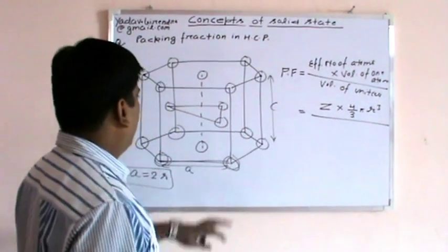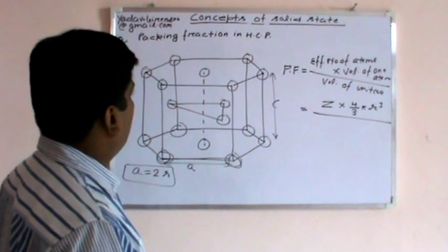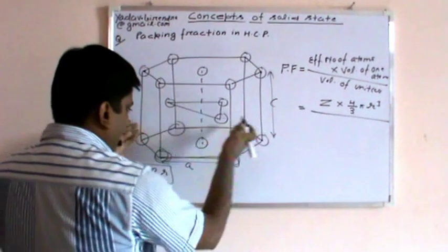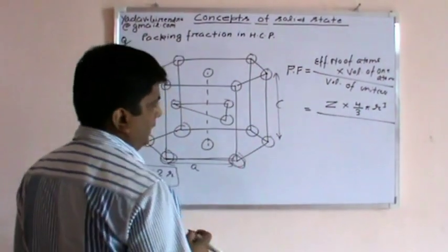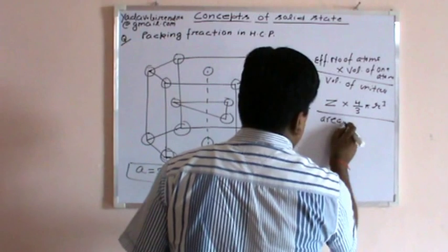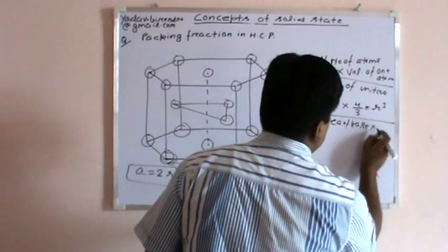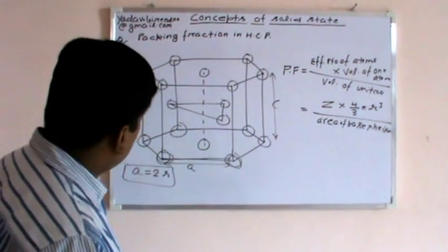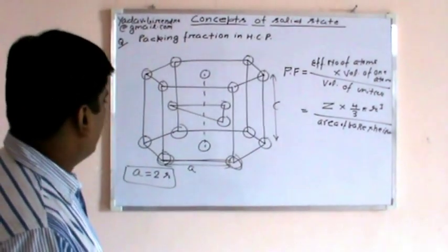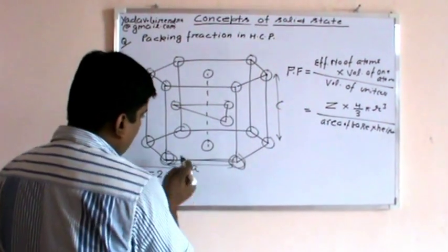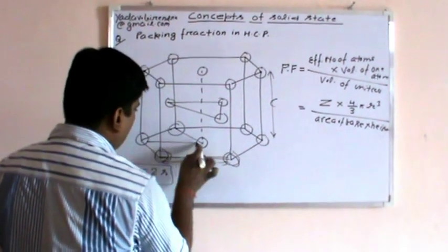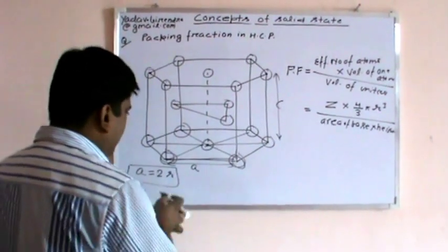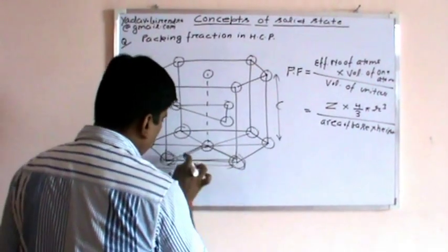Volume of unit cell. This is the hexagonal close packed structure. Volume of this unit cell will be area of the base into height. So area of base into height. Now how will we find the area of the base? For this, we will divide this regular hexagon into 6 equilateral triangles, each of side A.